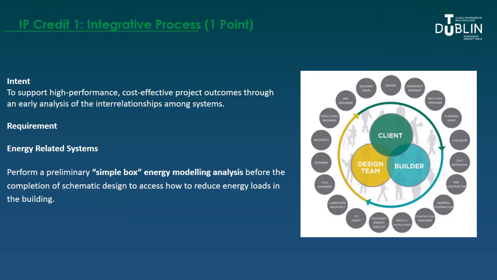To get the 1 point available for this indicator, design teams need to do two preliminary analyses. One is based on energy and the other is on water. The energy related systems requirement is that you would perform some kind of simple box energy modelling analysis before the completion of schematic design to assess how to reduce the energy loads. So that's the discovery phase, and it's done before schematic design begins. The implementation phase would look at how you document the results and the decisions that you made from that analysis.